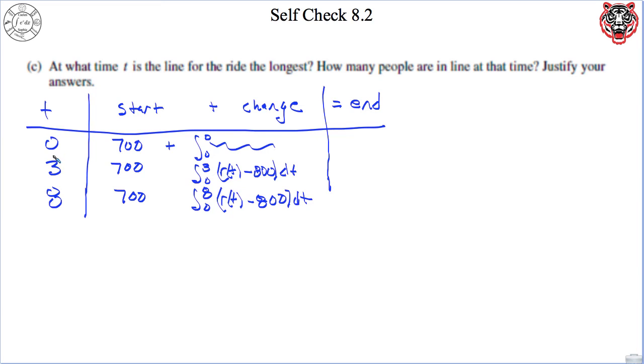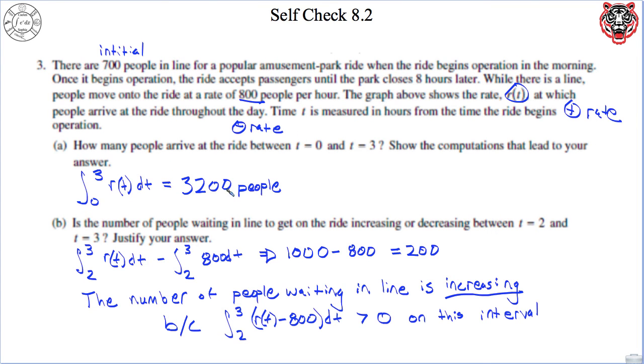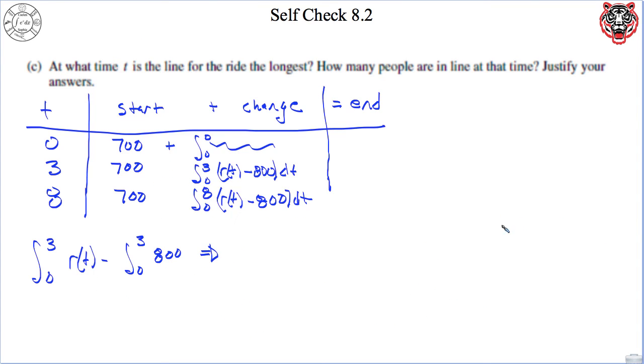That was the hardest part, I think. And now we need to calculate these things, which is also kind of hard. Next hardest part, so 0 to 3 of R(t) minus the integral from 0 to 3 of 800. I'm being informal here, I should be writing dt, but we're limited on time. So 0 to 3 of R(t), I think we already found that, didn't we? 0 to 3 of R(t) is 3,200 from part A. So this is 3,200 minus 3 times 800, which is 2,400.